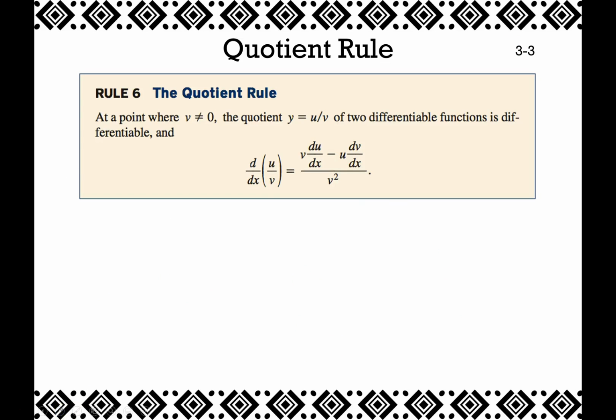Well, let's go ahead and look at this. The quotient rule says that if we have a u divided by v, it's just going to be v du dx minus u dv dx all over v squared. There's got to be a better way to write this though, right? Well, there is.